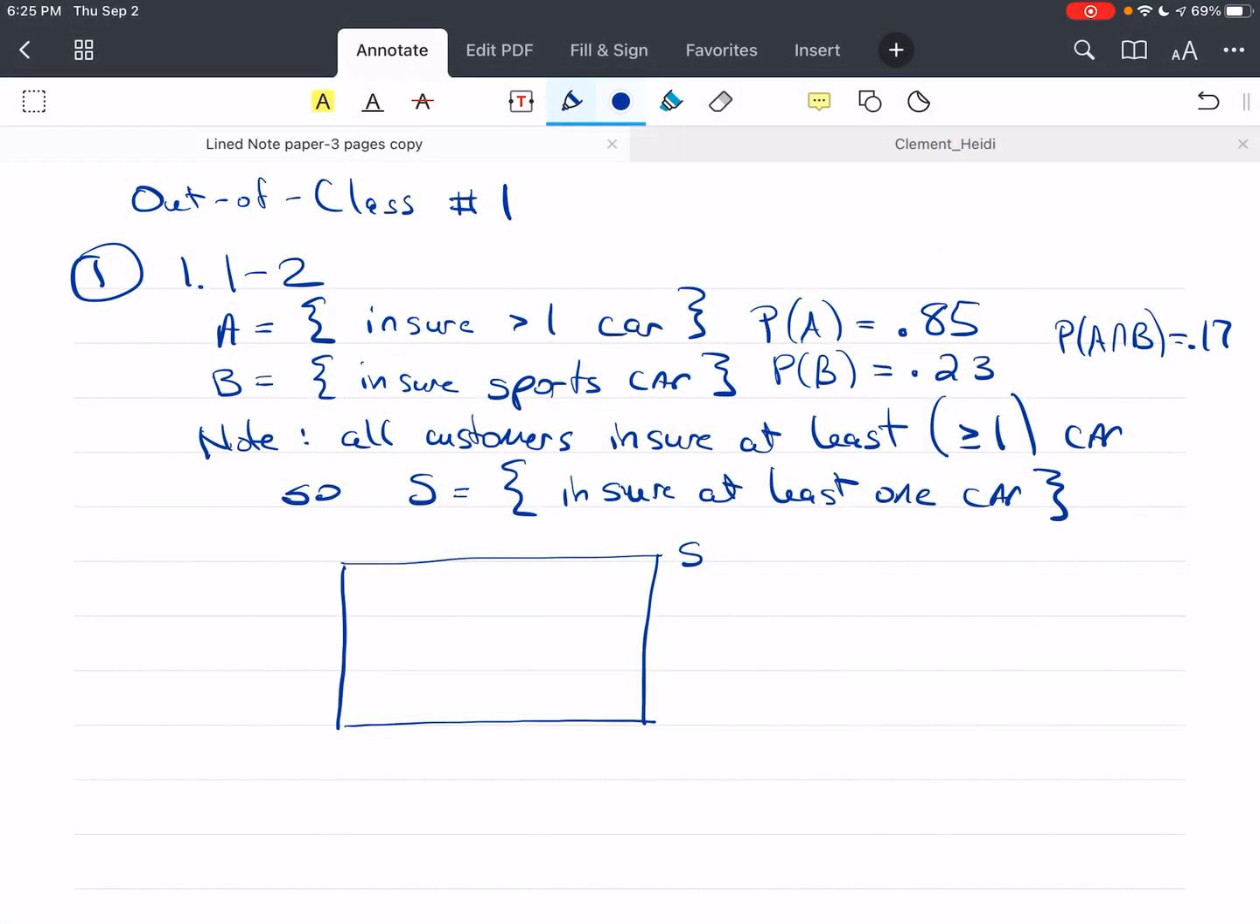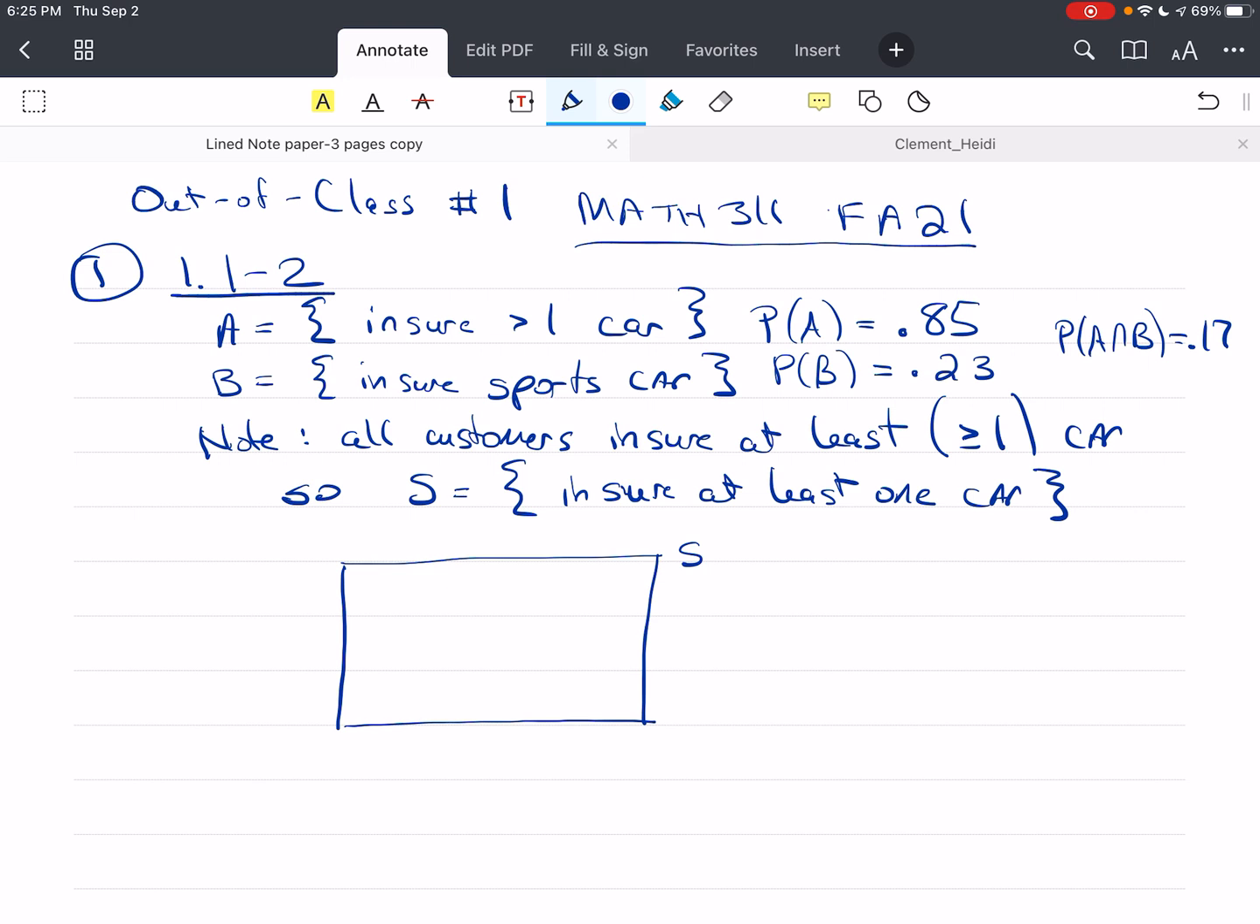All right, so in this video, we're going to solve the first out-of-class exercise set from sections 1.1 and 1.2 for probability theory. So this is Math 311 in the fall of 21. So the first problem, 1.1-2, and this is from the 9th edition of the book.